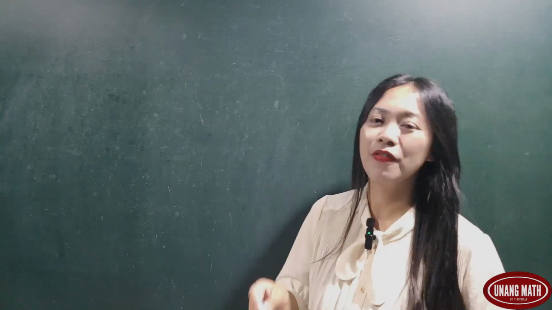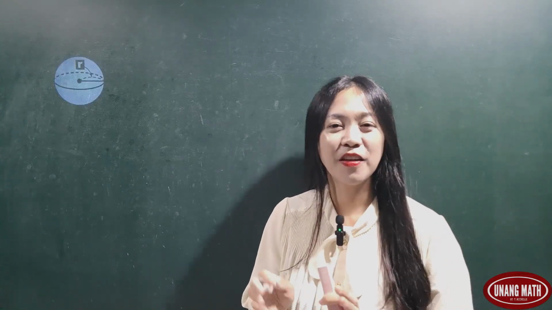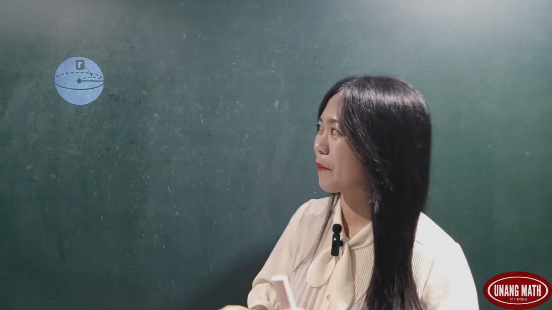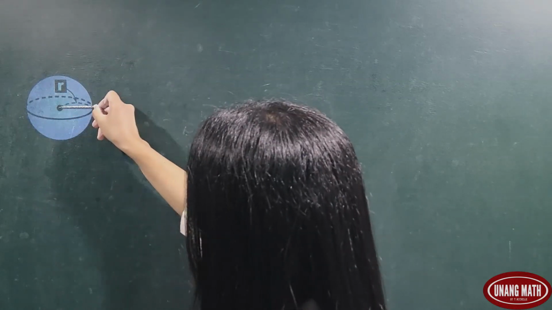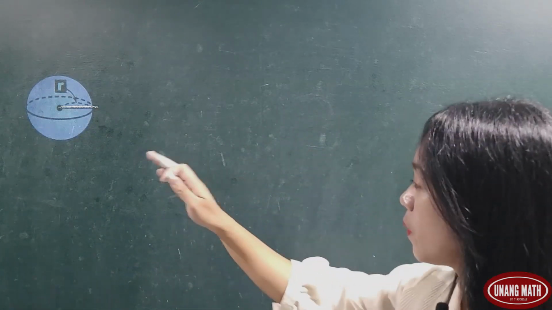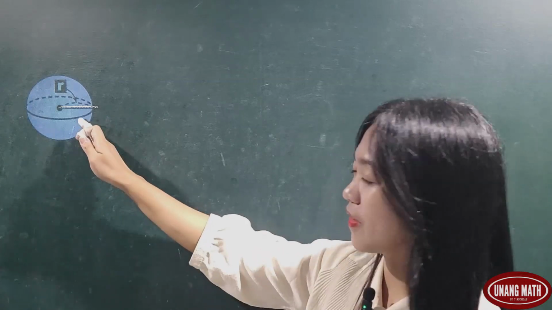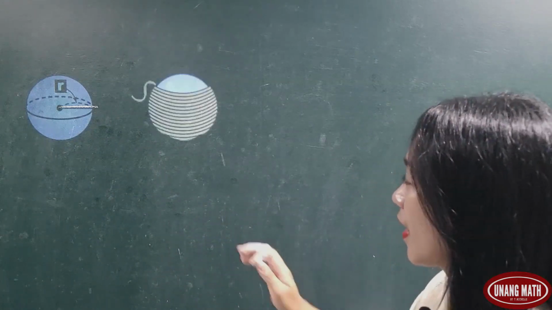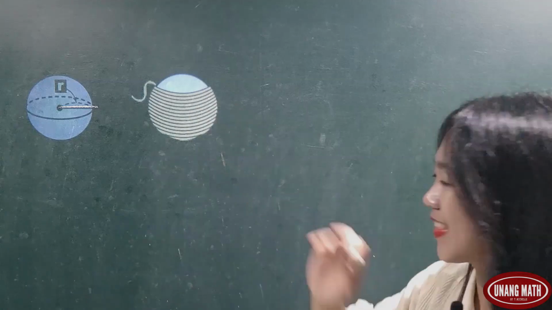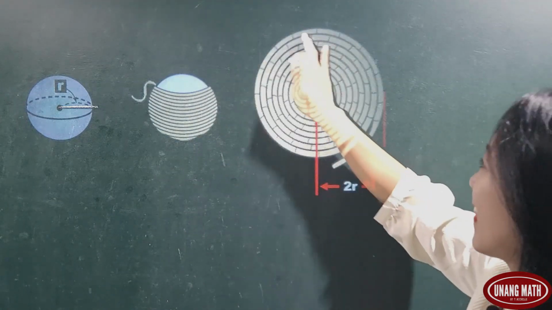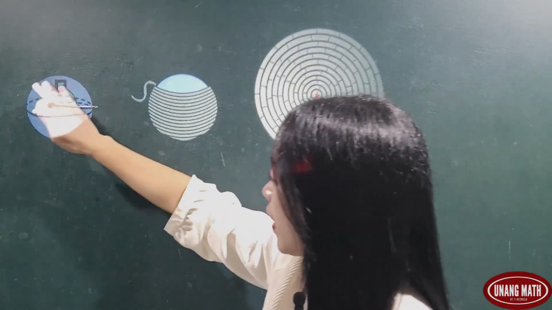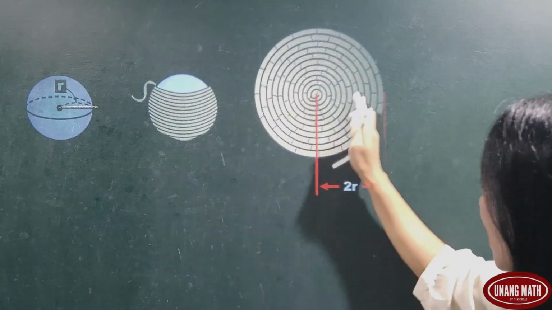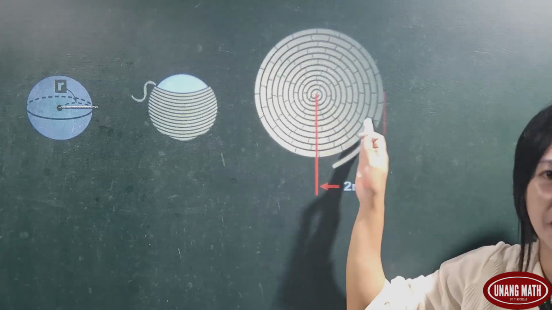I will briefly show and explain the experiment on how to find the surface area of a sphere. We have here a sphere with radius r. We will completely cover this sphere with a string and it will look like this. And then this is a circle. This sphere is just the same as this circle.